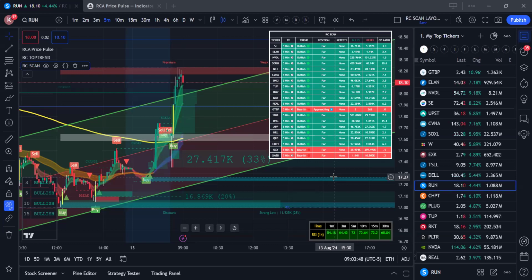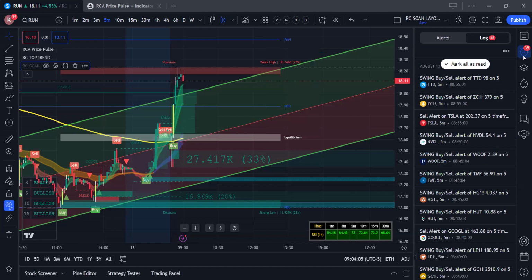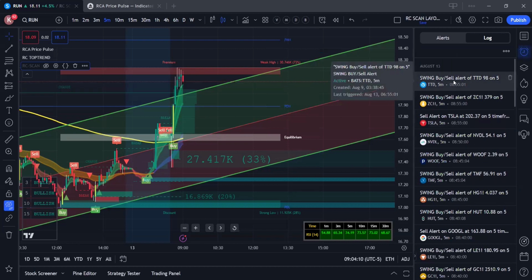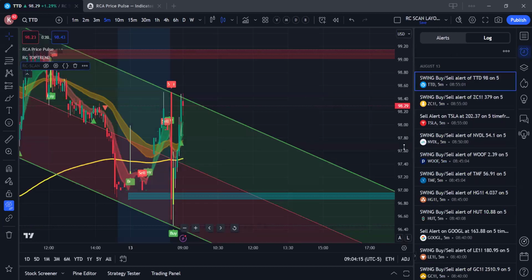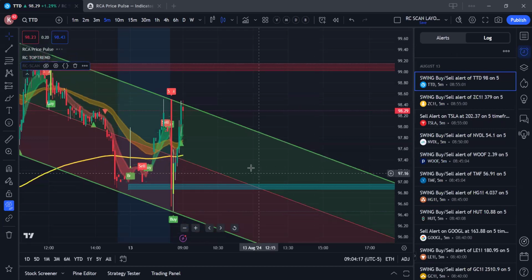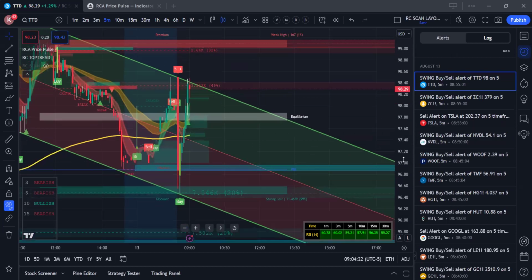So there are two ways, right? One is you use the scanner. Whenever the scanner gives something, look for the confluence in the chart from other indicators. The second approach is to just wait for the alerts. Whenever you receive an alert, you go and check whether that sell signal or buy signal is making sense. Do you have confidence from other indicators? If you have confidence from other indicators, then you can go ahead and take them by yourself.